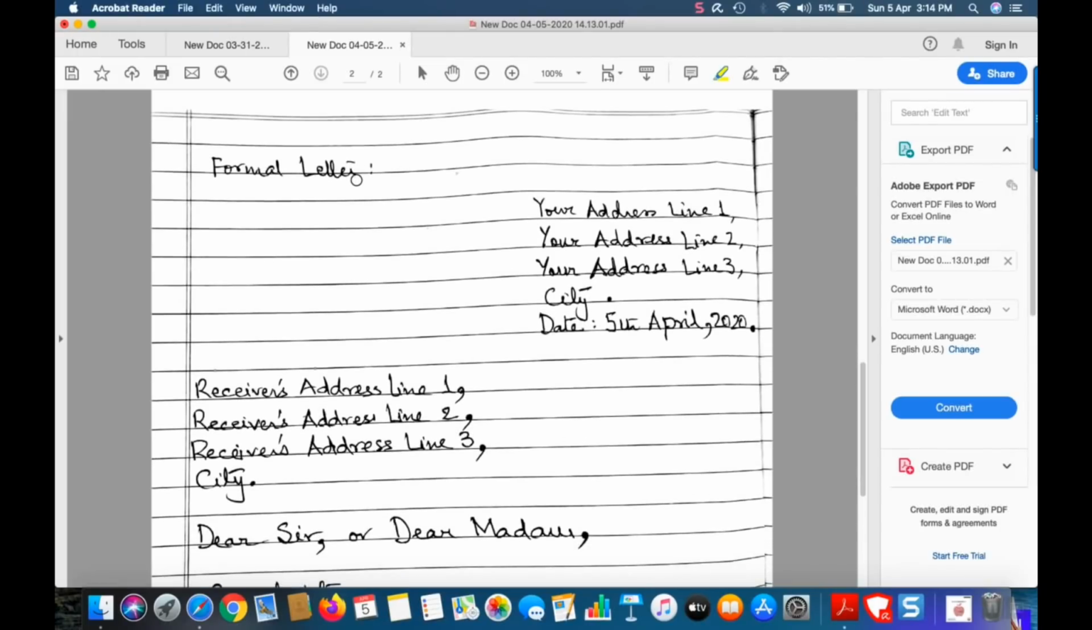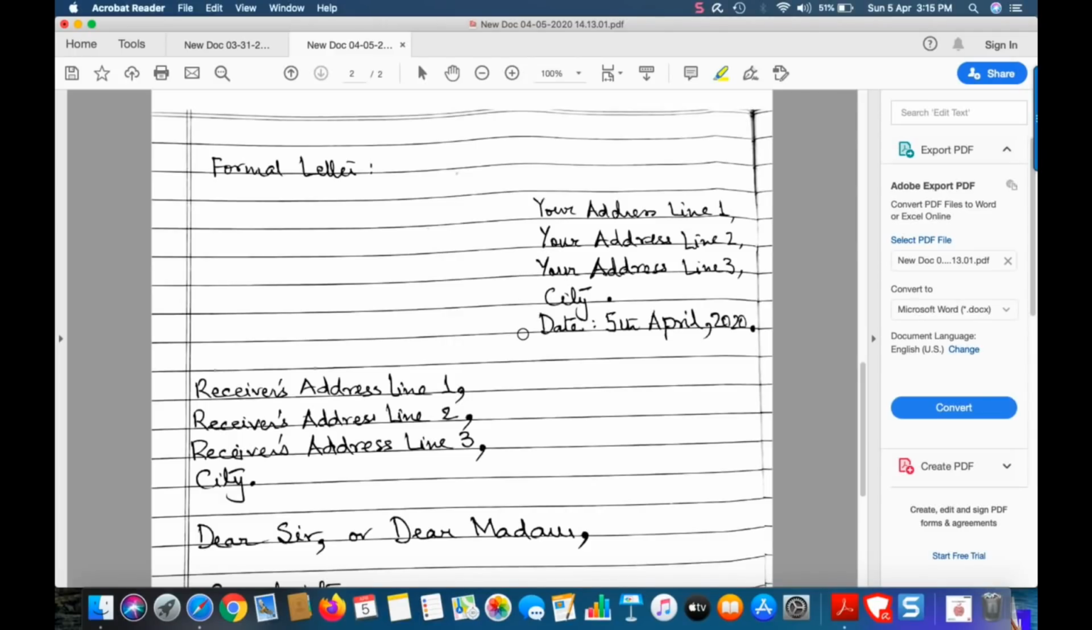Now again, the formal letter, the format is on the right side, it is your address. Remember again, line 1, line 2, line 3. 3-line address has to be there, else you will lose the half marks that is assigned to this address. City, followed by a full stop. If you don't write a full stop, whole half mark for the address is gone.